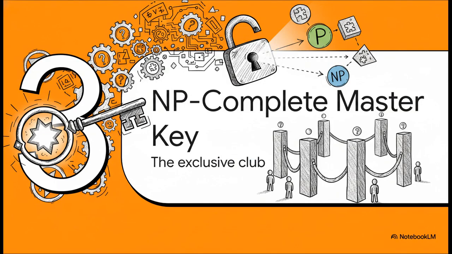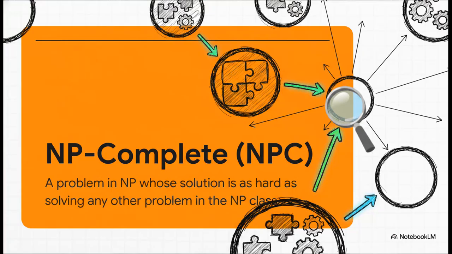Let's move into Section 3, the NP-complete master key. Okay, so we know P problems are relatively easy to solve, and NP problems are easy to check but seemingly impossible to solve quickly. But within the NP class itself, there's this highly exclusive club. NP-complete, or NPC problems, are the absolute hardest problems in the entire NP class. But they have this almost magical property. They are perfectly interconnected. Solving an NP-complete problem is at least as hard as solving any other problem in NP. They act like universal translators for computational complexity.